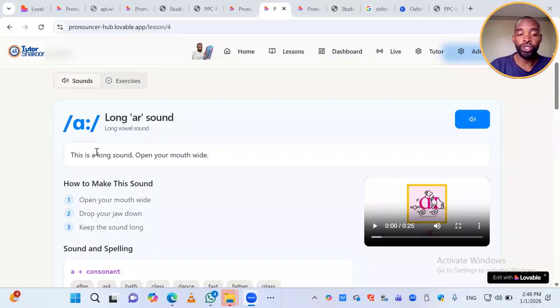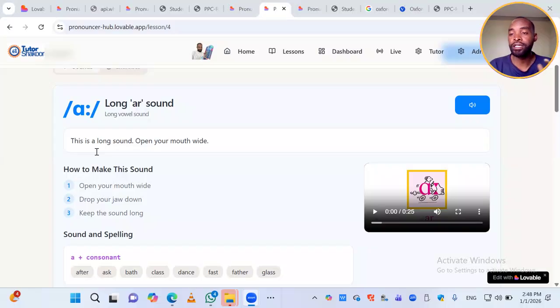Now to make this sound, you need to open your mouth wide, then drop your jaw down. Keep the sound long: fa, father. You open your mouth wide, then drop your jaw down.